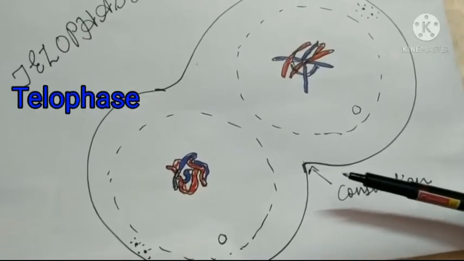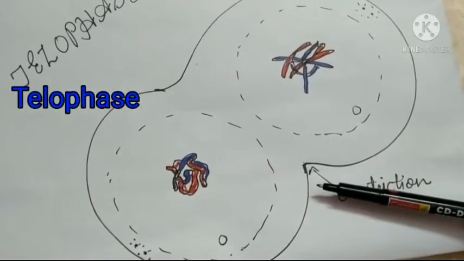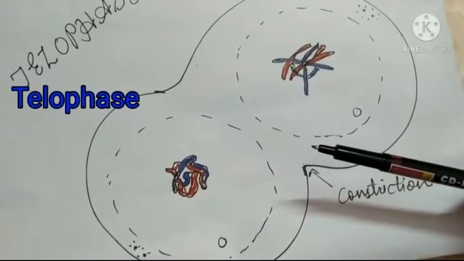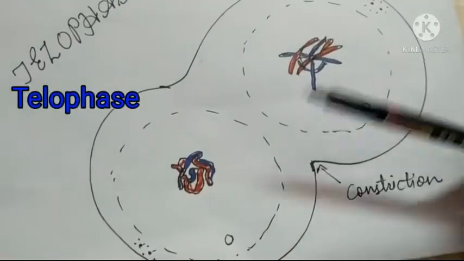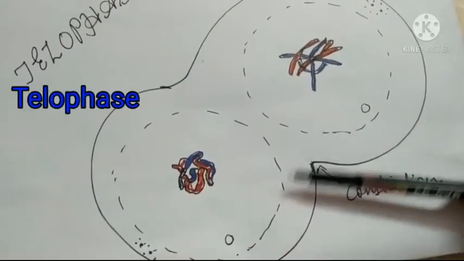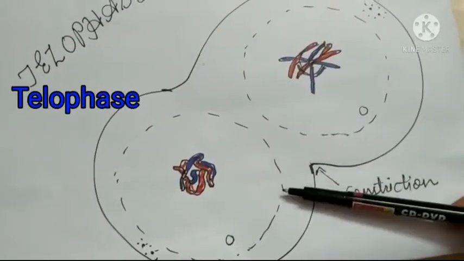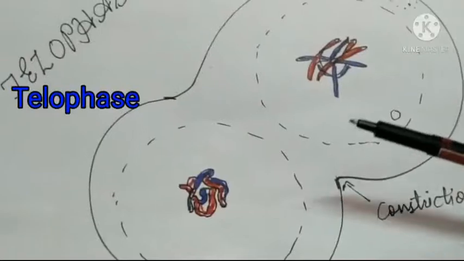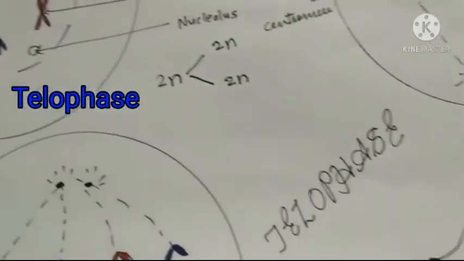In this process, a notch is formed at the equatorial plane of the cell, and the two cells are formed. In between, the organelles of the cytoplasm get replicated, and two complete sets of cells are formed. They are called daughter cells. So these are the 4 stages of mitosis.